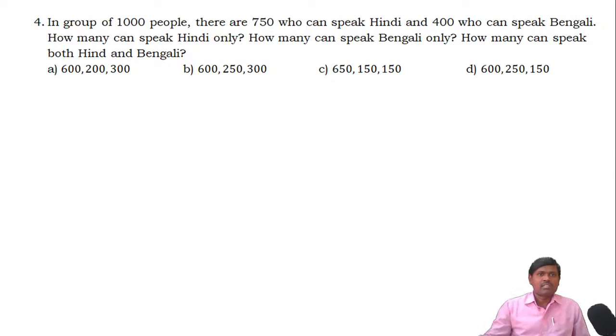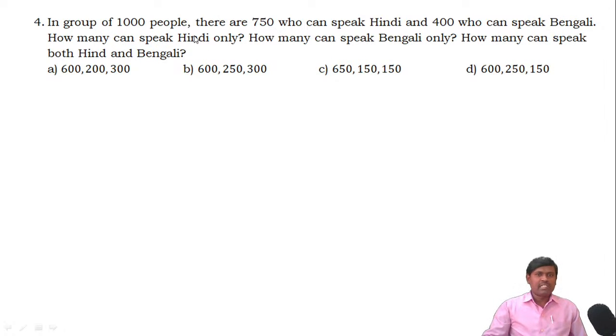Here, in a group of 1000 people, there are 570 who can speak Hindi and 400 who can speak Bengali. There are three questions: how many can speak Hindi only, how many can speak Bengali only, and how many can speak both Hindi and Bengali? So we can write the given data.